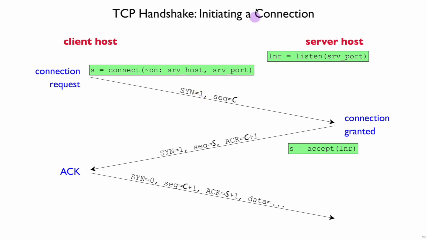Again, the way this starts is that the server uses listen to create a listening port, and then the client, at some time later, uses connect to send that connection request. And at this point, after the connection is granted, then that's where an accept will return the socket from the OS. Or at least that's the way things used to work. These days, actually, the connection will not be available on the server host until the client actually starts sending data.